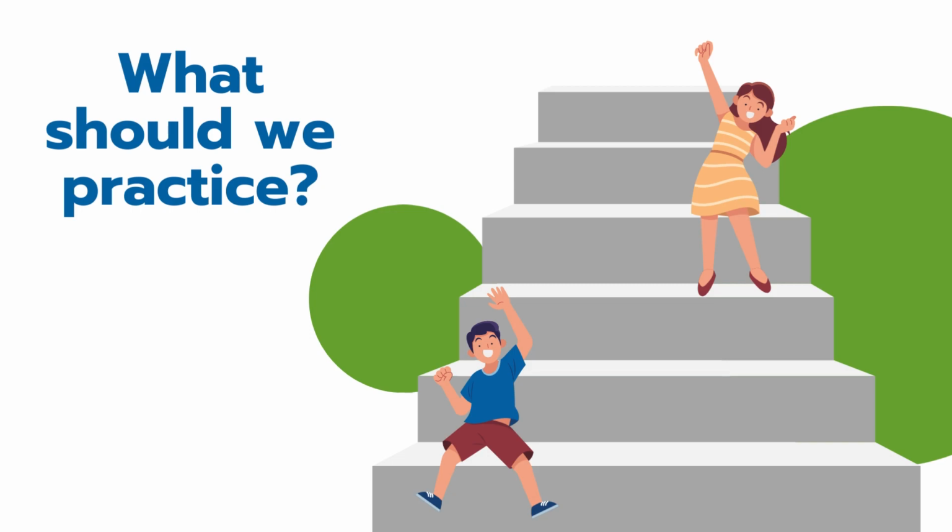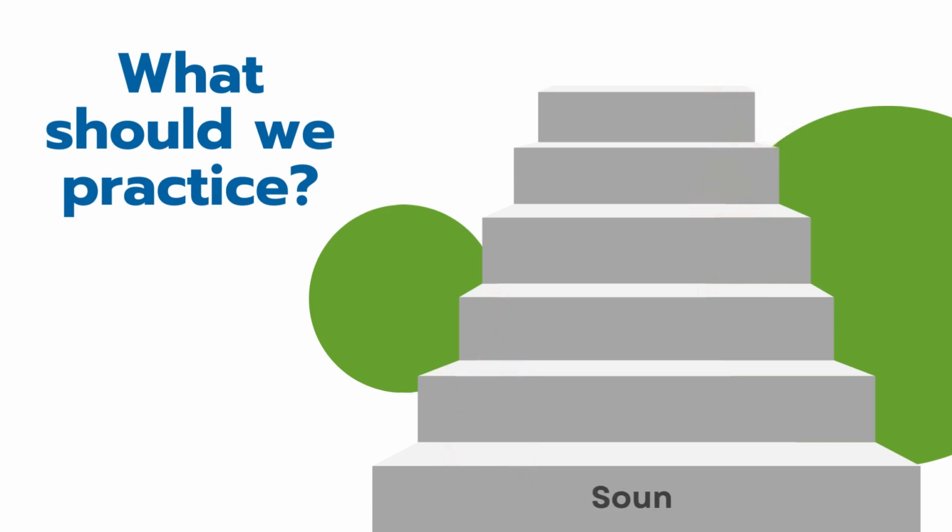The speech stairs apply to articulation, phonological processes, and motor speech, but we will focus on articulating the S sound as an example. First, we have the sound by itself. S. The sound in a syllable could be sa, su, or say. In words, the sound could be at the beginning, the middle, or the end.